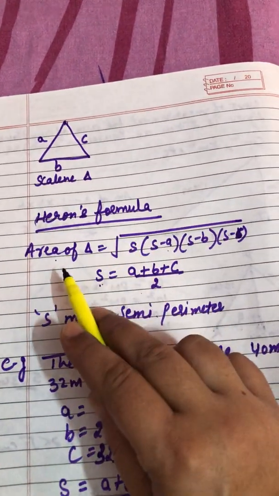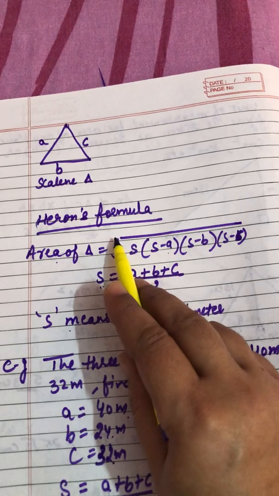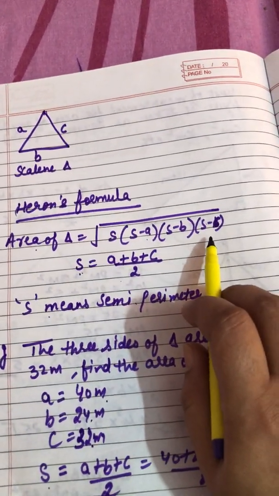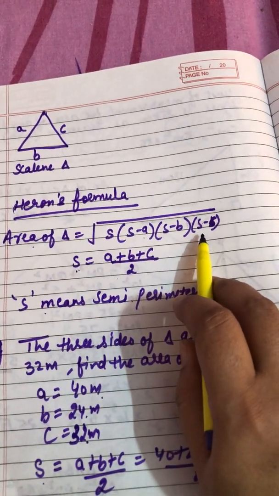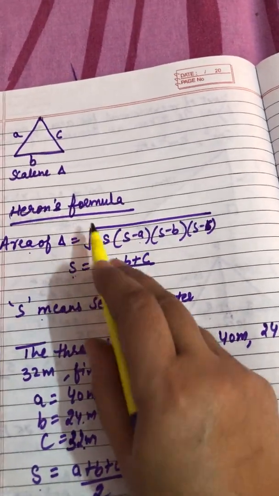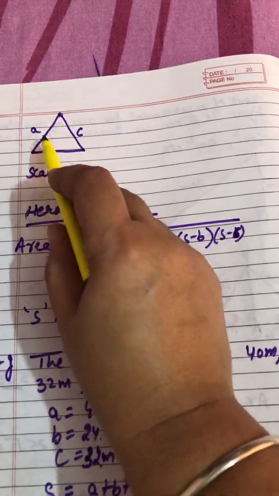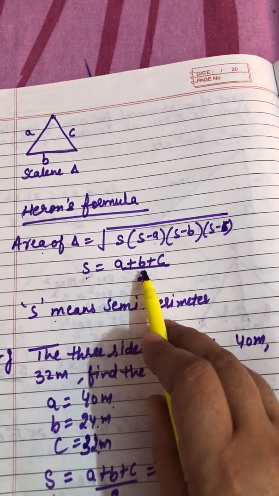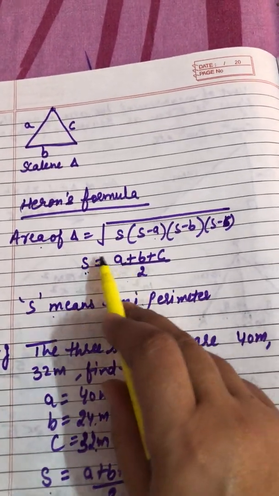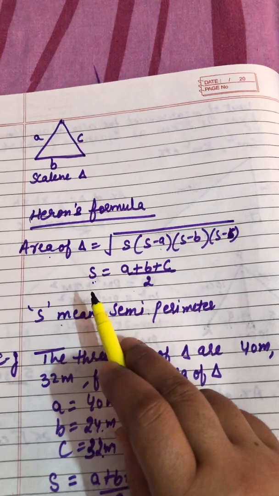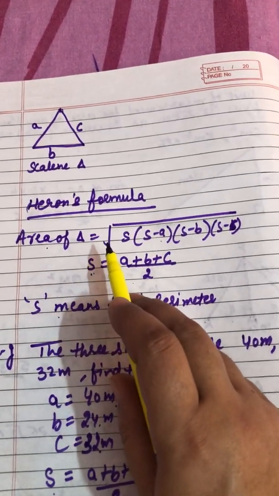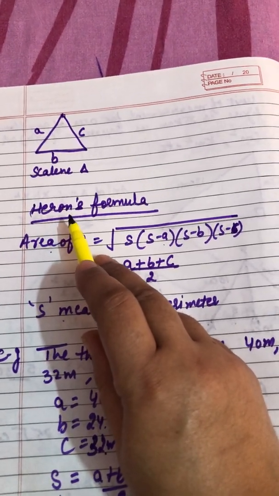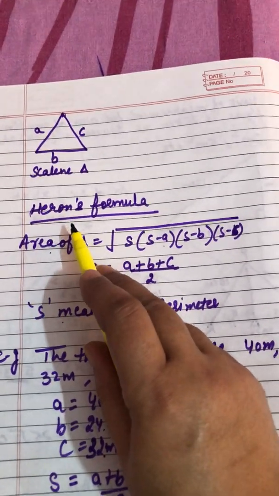See, Heron's formula is area of triangle is equal to square root or under root s minus a, s minus b, and s minus c, product of all four. And what is s here? As you know, perimeter of this triangle is a plus b plus c. So s is called semi-perimeter, that is a plus b plus c by 2. So this is the formula for area of triangle, which is given by a famous Egyptian mathematician, Heron, and this formula is named after his name only.